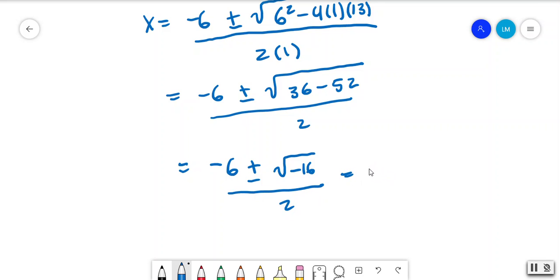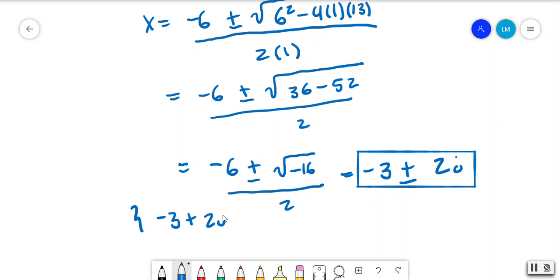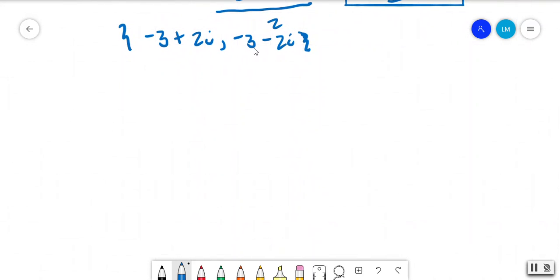But in this case, that's going to be negative 3 plus or minus, okay, the square root of negative 16 is 4i, but it's divided by 2, so it's going to be 2i. So essentially the solutions are as follows: negative 3 plus 2i, comma, negative 3 minus 2i, and these are the solution set. Note that for quadratics, you're always going to have a plus and a minus for your solution set.